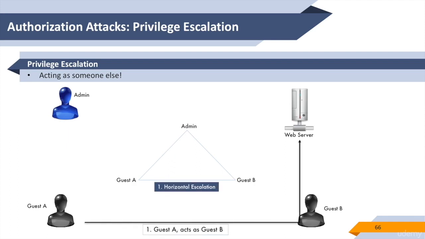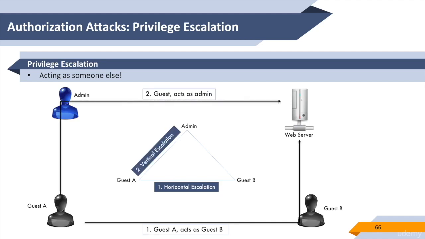If a normal user accesses functions or content reserved for other normal users, it's called horizontal privilege escalation. For example, Internet banking user A accesses the Internet bank account of user B. If a lower privilege user accesses functions or content reserved for higher privilege users, that's called vertical privilege escalation. For example, an Internet banking user accesses site administrative functions.